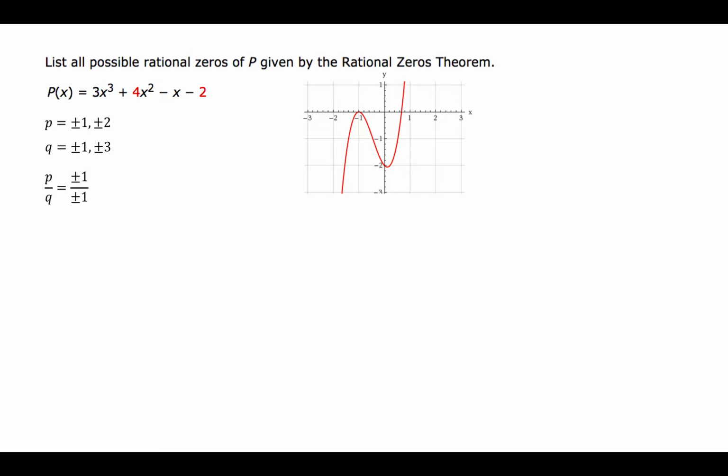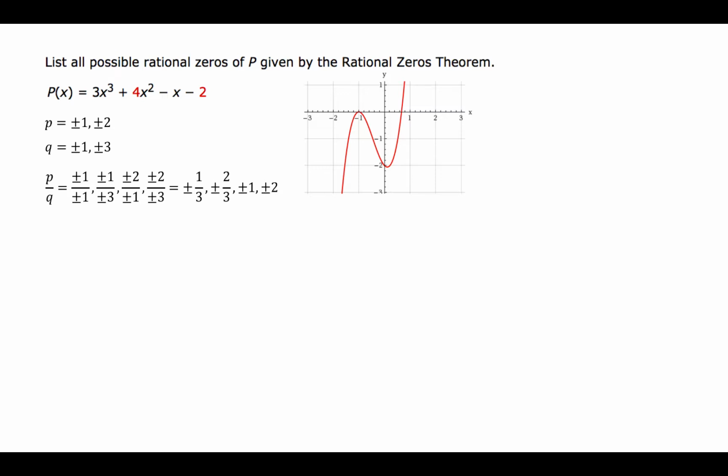These possibilities would be plus or minus 1 over plus or minus 1, plus or minus 1 over plus or minus 3, plus or minus 2 over plus or minus 1, and plus or minus 2 over plus or minus 3. We can simplify this list by expressing the terms as plus or minus 1/3, plus or minus 2/3, plus or minus 1, and plus or minus 2.